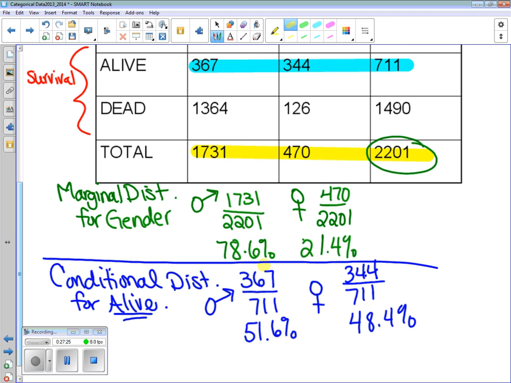Well, hang on a minute. Hold the phone. Okay? Something's strange in my neighborhood. Okay? Why? Those percentages are close. But then if you look at the marginal distribution for gender and the males and females, they're really far apart. Because you told me, Sam said, most of the crew is male. And he's right.